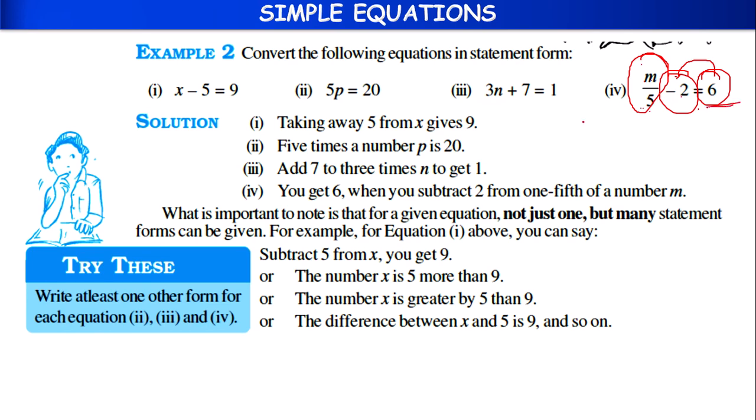m by 5 means 1 by 5th of m. From 1 by 5th of m, if you subtract 2, the result will be 6. It means you get 6 when you subtract 2 from 1/5 of the number m.